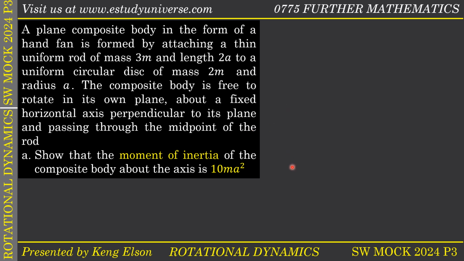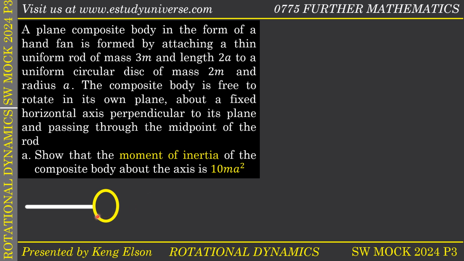Okay, so to get the moment of inertia of any composite body, we start by drawing out the body and indicating the axis, then using our theorems of moments of inertia to get the moment of inertia of the composite body about the given axis. So here we have a combination of a rod and a disc. So we have the rod and then we have the disc. The body is in the form of a hand fan.